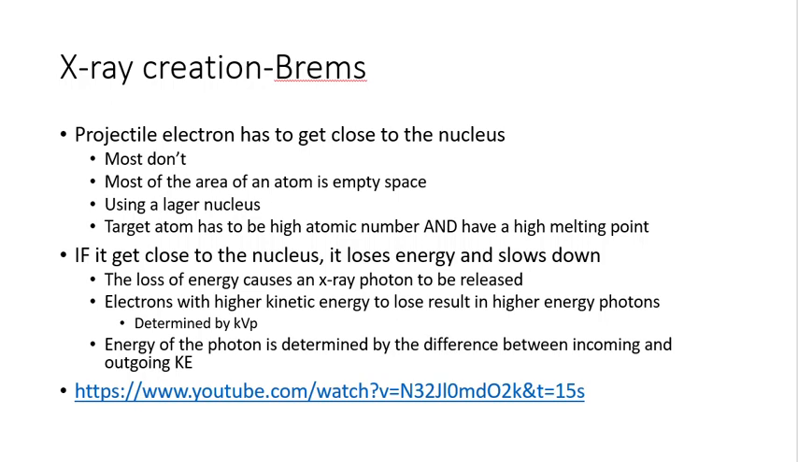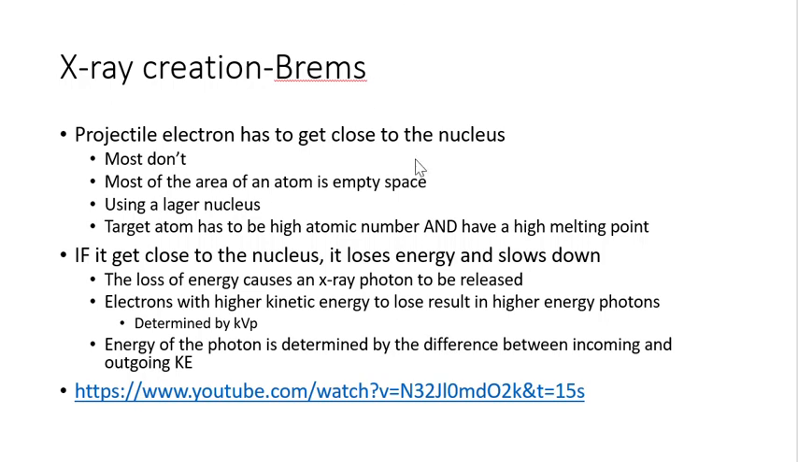Brem's X-ray creation is dependent on that loss of energy. So again, if we have a big nucleus, then we've got a great gravitational pull and a very large target for that electron to get close to. So the more energy it loses based on the size of that nucleus and the proximity with which it gets close to that nucleus, the higher the energy of that X-ray that gets created.